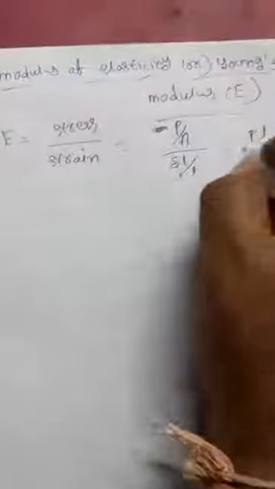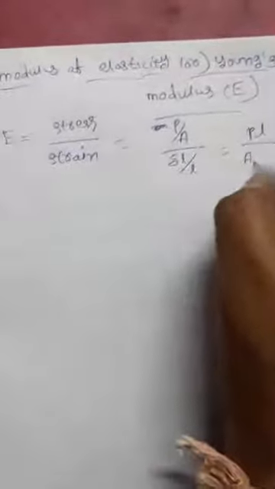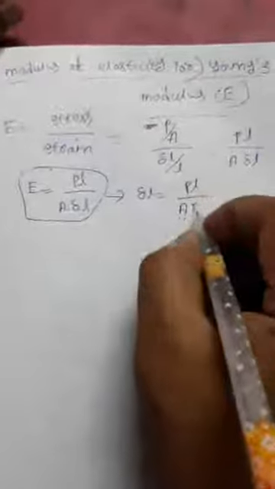Stress equal to load by area, and strain equal to delta L by L, change in length by original length. So E equals PL by A delta L. Splitting this formula, you can get another formula, that is change in length, delta L equal to PL by A. This is also a very, very important formula. Change in length equal to PL by A.